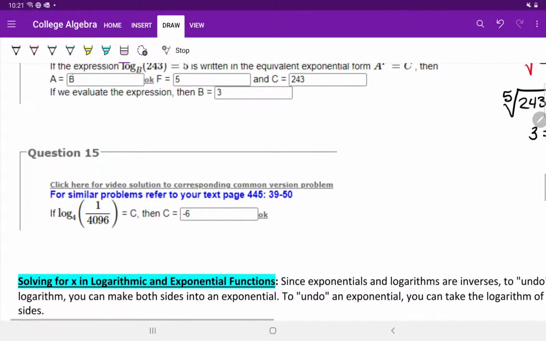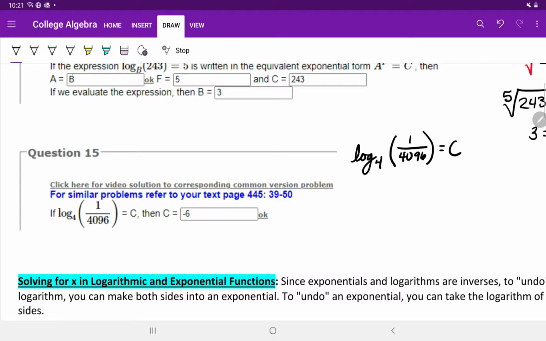Question 15 is very similar to the examples we've done so far, but we're going to have to evaluate this one as well. So we're going to start with log base 4 of 1 over 4096 is equal to c, and we want to actually solve for c, or evaluate c. Since we already have c by itself on one side, there's really no more manipulation or inverses or changing things around that we need to do to find c.